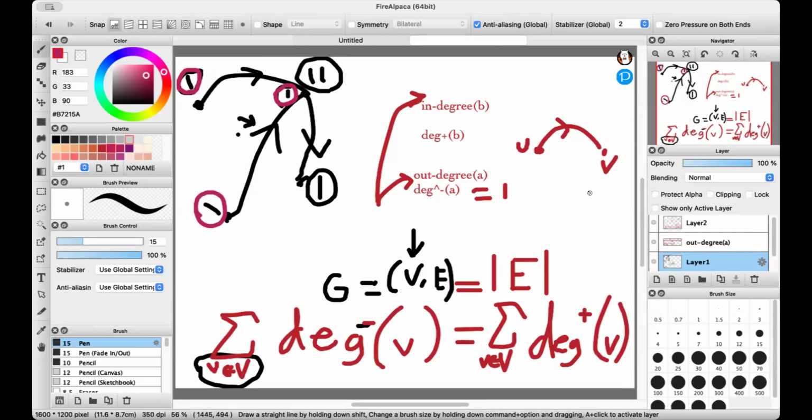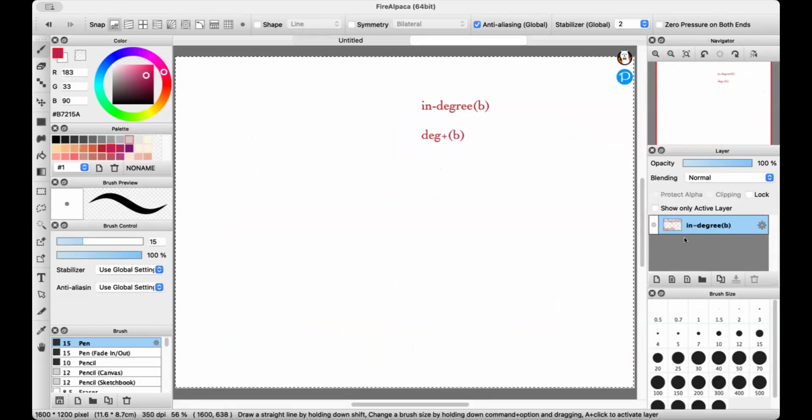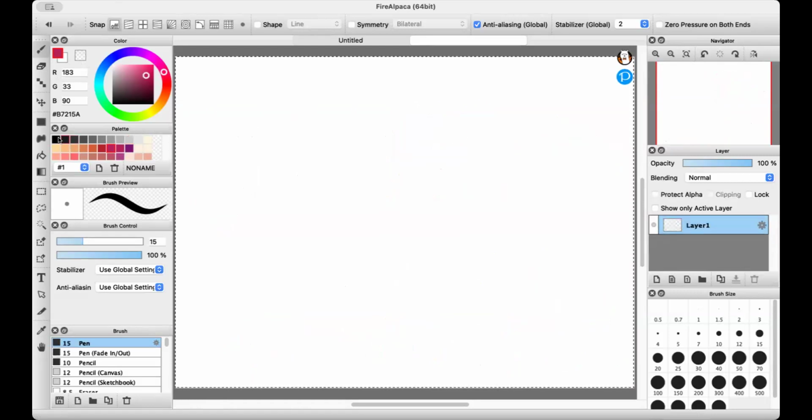Okay, so moving on, the chapter goes on to talk about special kinds of graphs that you'll see. I'll just erase all this. So the next part is about special graphs you'll see.